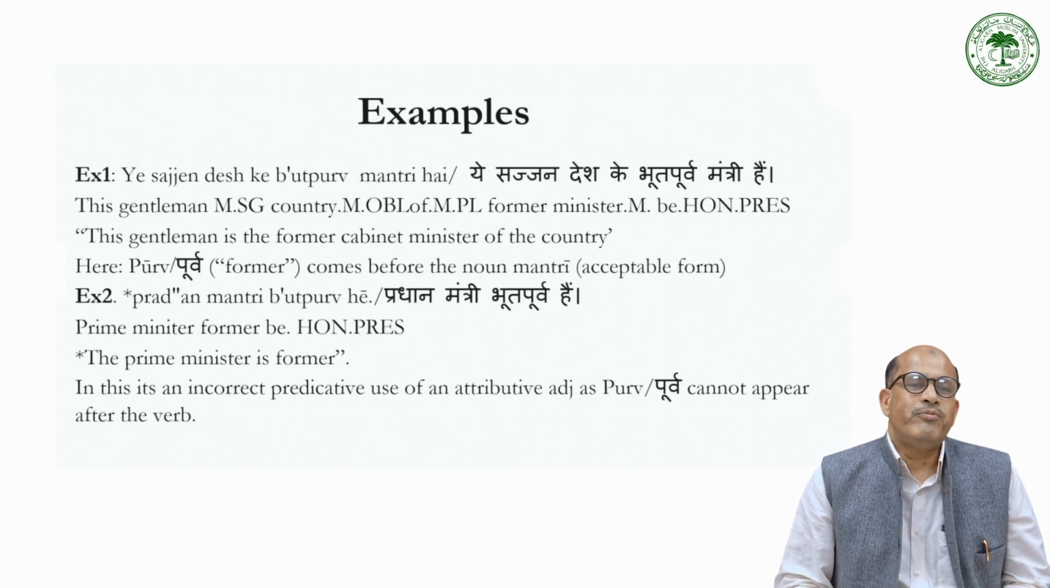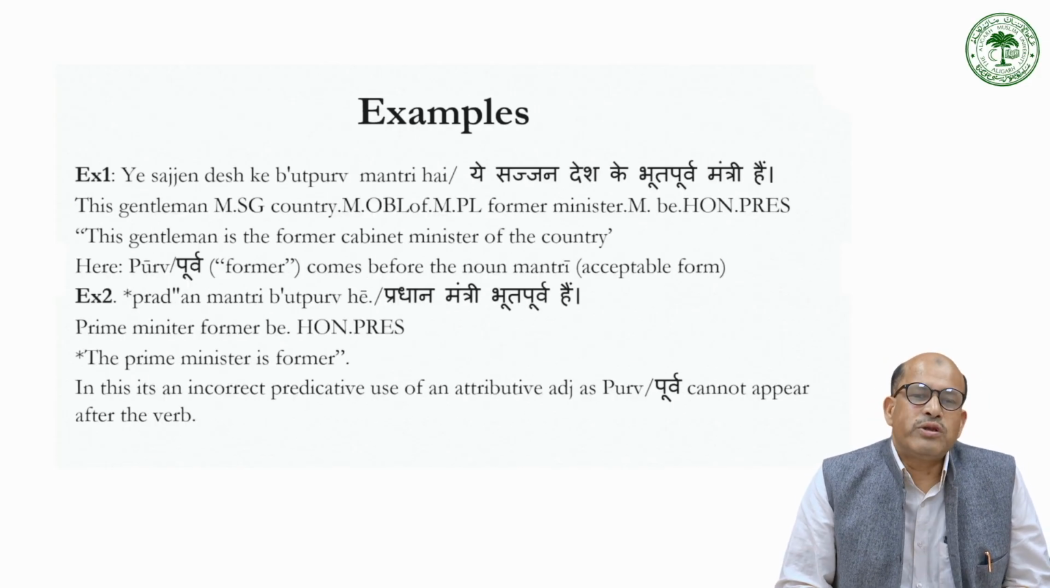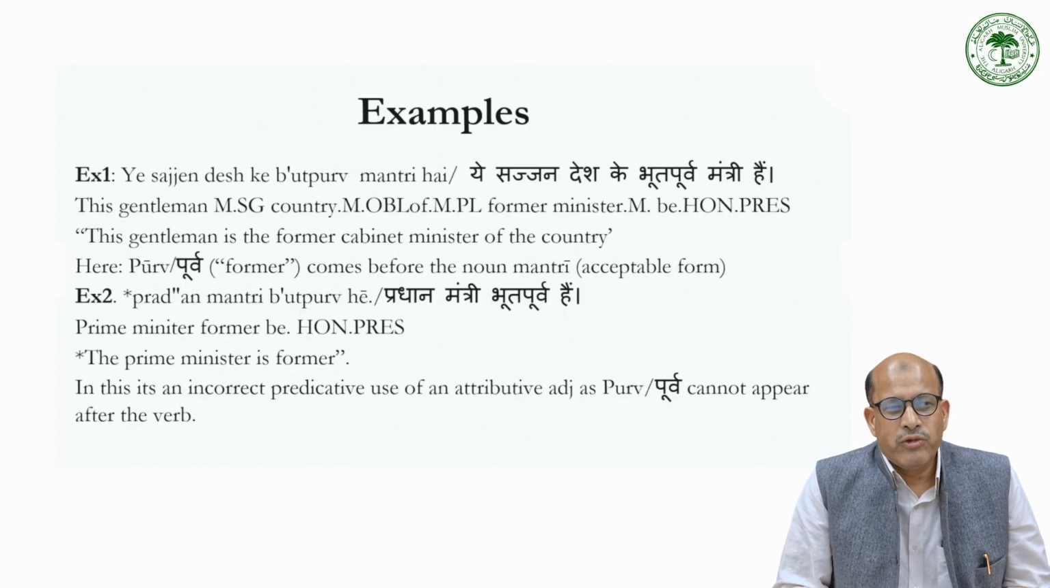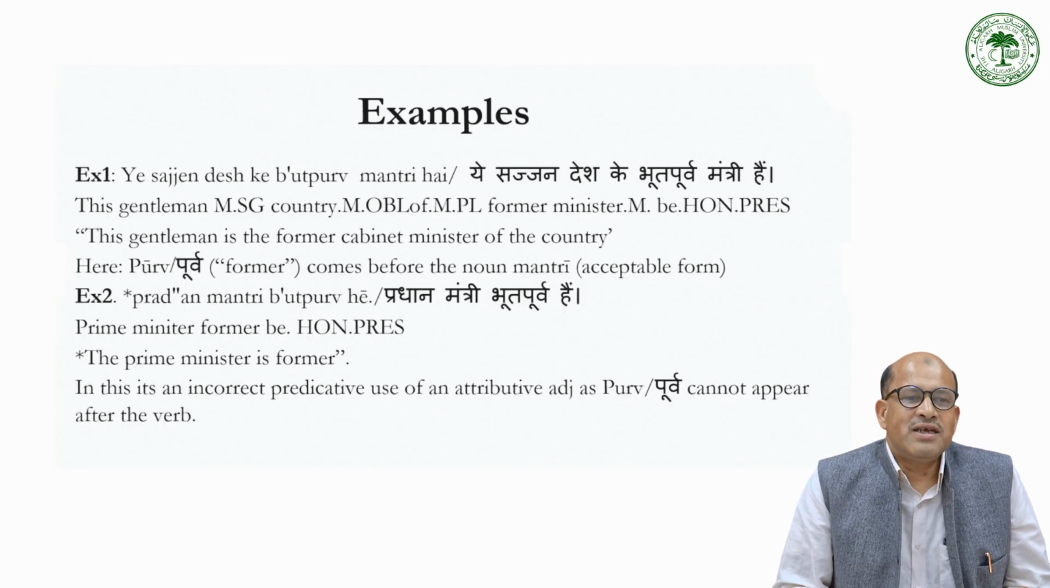If you look at the example, ये सज्जन देश के भूतपूर्व मंत्री हैं. This gentleman is the former minister of the country. So purv comes before the noun mantri. So pradhan mantri bhootpurv hai is not possible. This is an incorrect predicative use of an attributive adjective, as purv cannot appear after the verb. So it is only used with the noun. ये सज्जन देश के भूतपूर्व मंत्री हैं is fine, but we cannot say प्रधानमंत्री भूतपूर्व हैं.